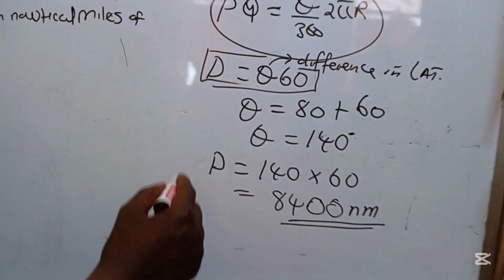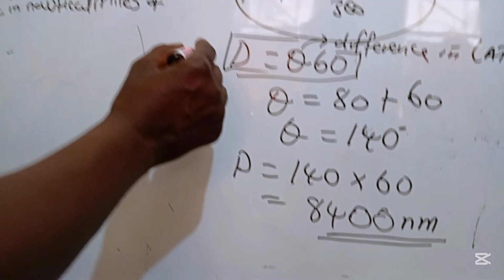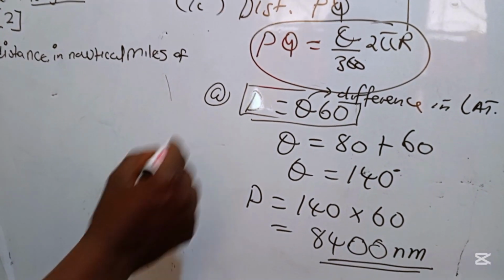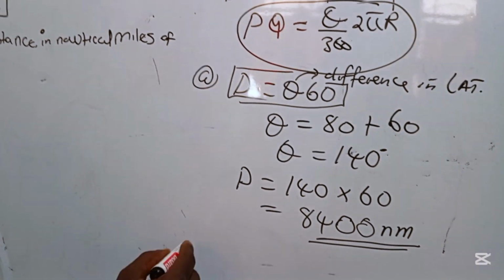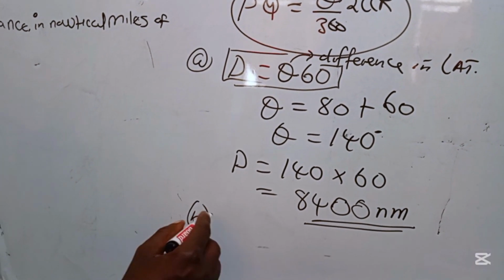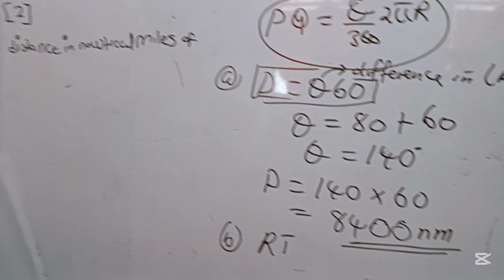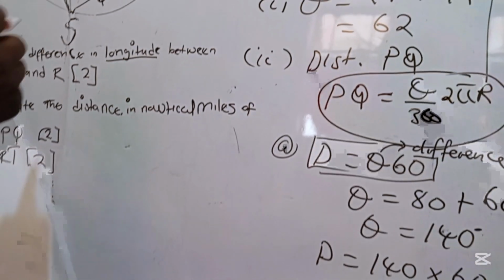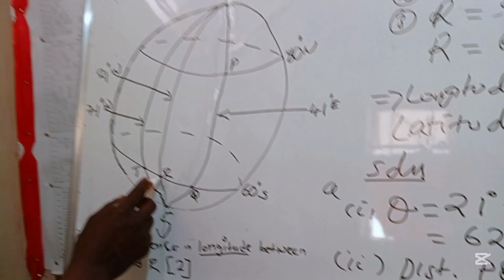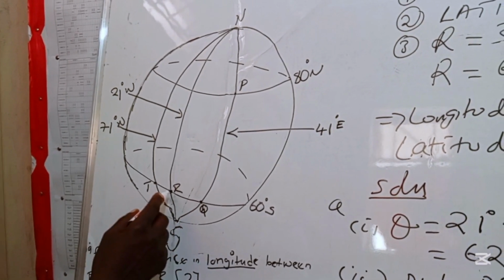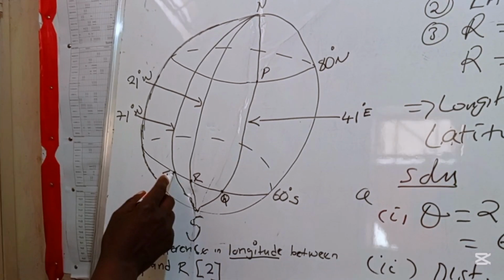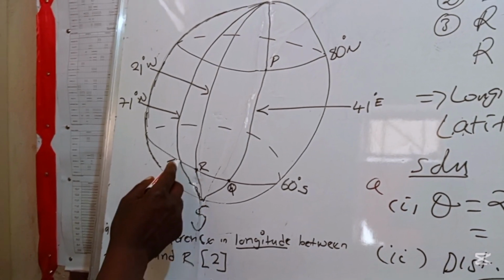Next, on the same question, they are saying find RT. Mind you, this was A, and now they are saying find RT. How do we find RT? Mind you, this is the distance along the latitude. So RT is along this side.